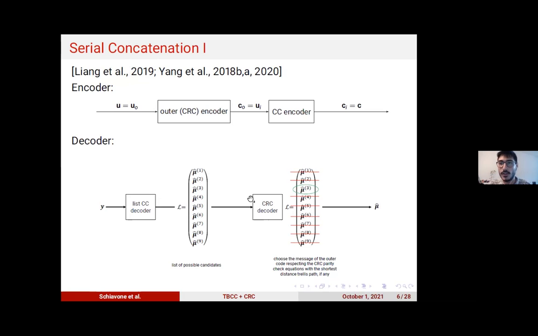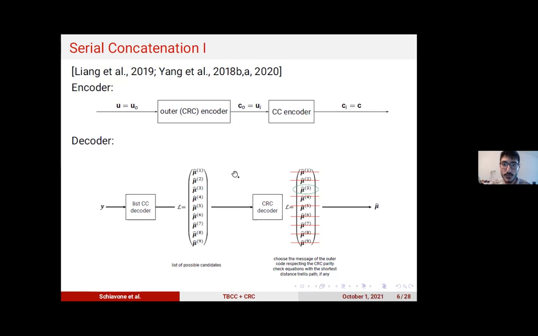Then, from our list, let's see if all these messages also respect the parity equations of the cyclic redundancy check code. If so, we choose the best among them. Otherwise, we declare an erasure if there are no messages that also respect the parity equations of the cyclic redundancy check code.